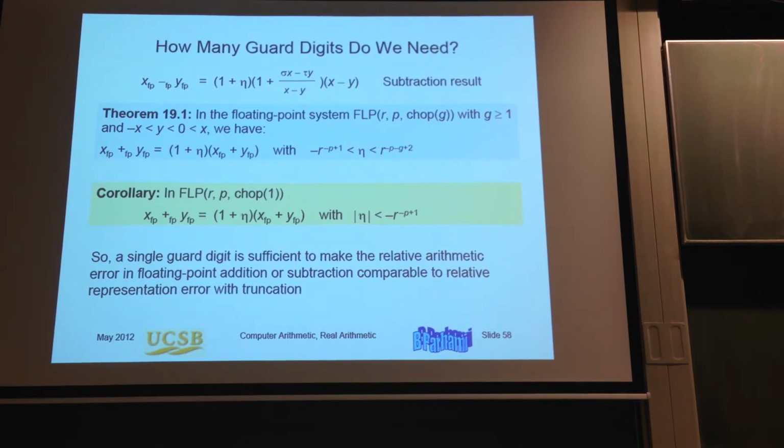Now there is a beautiful theorem here, and this is saying that essentially one guard bit is sufficient. But it's sufficient for what? It's sufficient to get the result as it would have been done with infinite precision and then rounded.